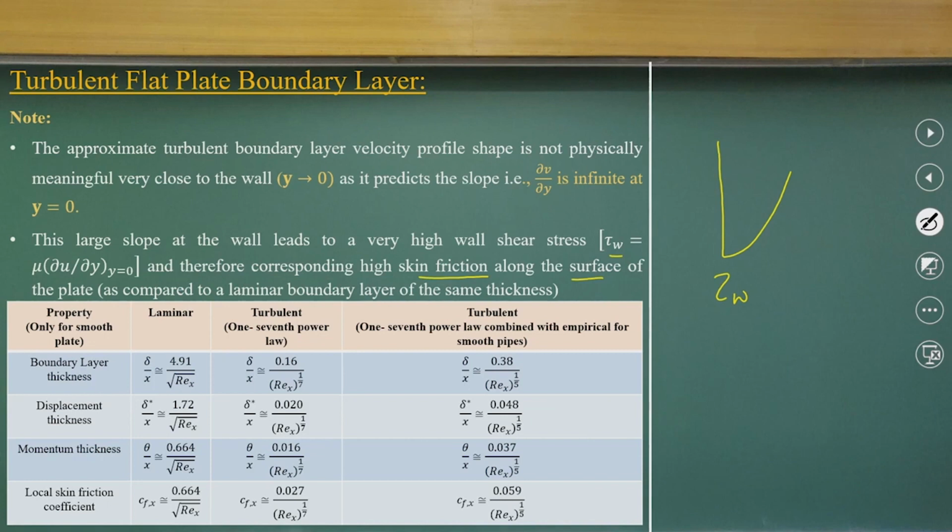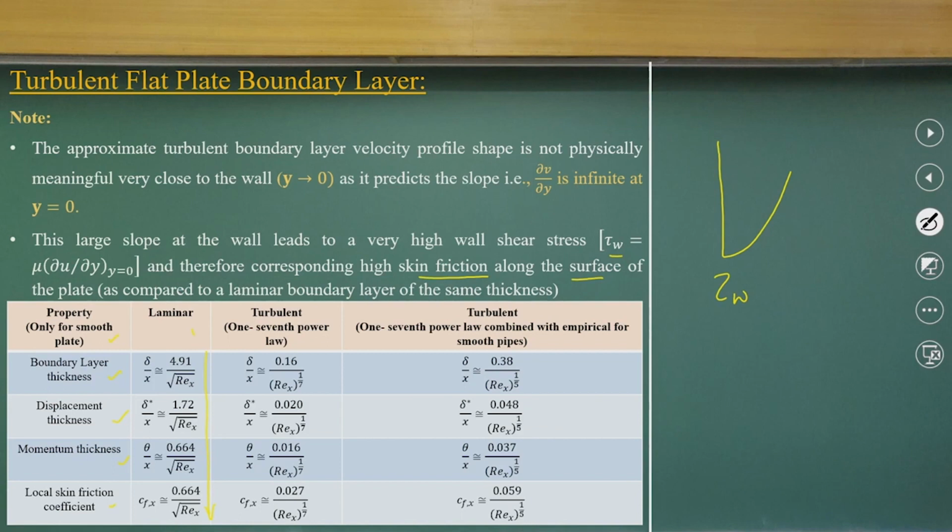This is showing the comparison table, only for the smooth plate: boundary layer thickness, displacement thickness, the momentum thickness, and local friction coefficients, which we have derived for laminar flow. As I said, momentum thickness and local skin friction coefficient are the same, only we define them in a different way.